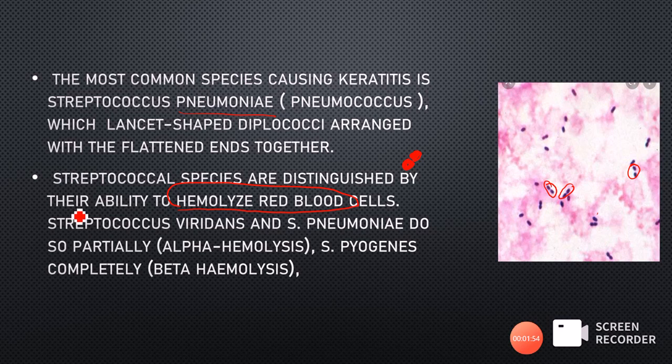Now Streptococcus viridans and Streptococcus pneumoniae, these two organisms can cause partial hemolysis of the blood agar in which they are present, and that is called alpha hemolysis. And Streptococcus pyogenes, however, will completely cause hemolysis of the blood cells in the blood agar, which is called beta hemolysis. So beta hemolysis is a complete hemolysis and alpha hemolysis is a partial hemolysis.